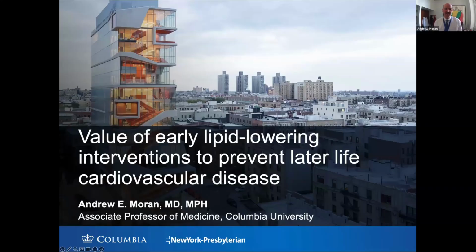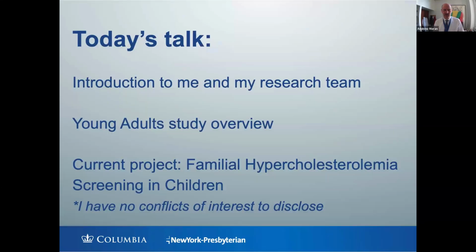So the title of the talk is Value of Early Lipid-Lowering Interventions to Prevent Later Life Cardiovascular Disease. And as Dr. Sengupta said, I'm Andrew Moran. I'm the Associate Professor of Medicine at Columbia University. And I'm going to briefly introduce myself and my research team, talk to you about what we call the Young Adults Study, which is a completed study, and then talk about a current project, which is focused on familial hypercholesterolemia screening, especially in children. And I want to mention I have no conflicts of interest disclosed related to this talk.